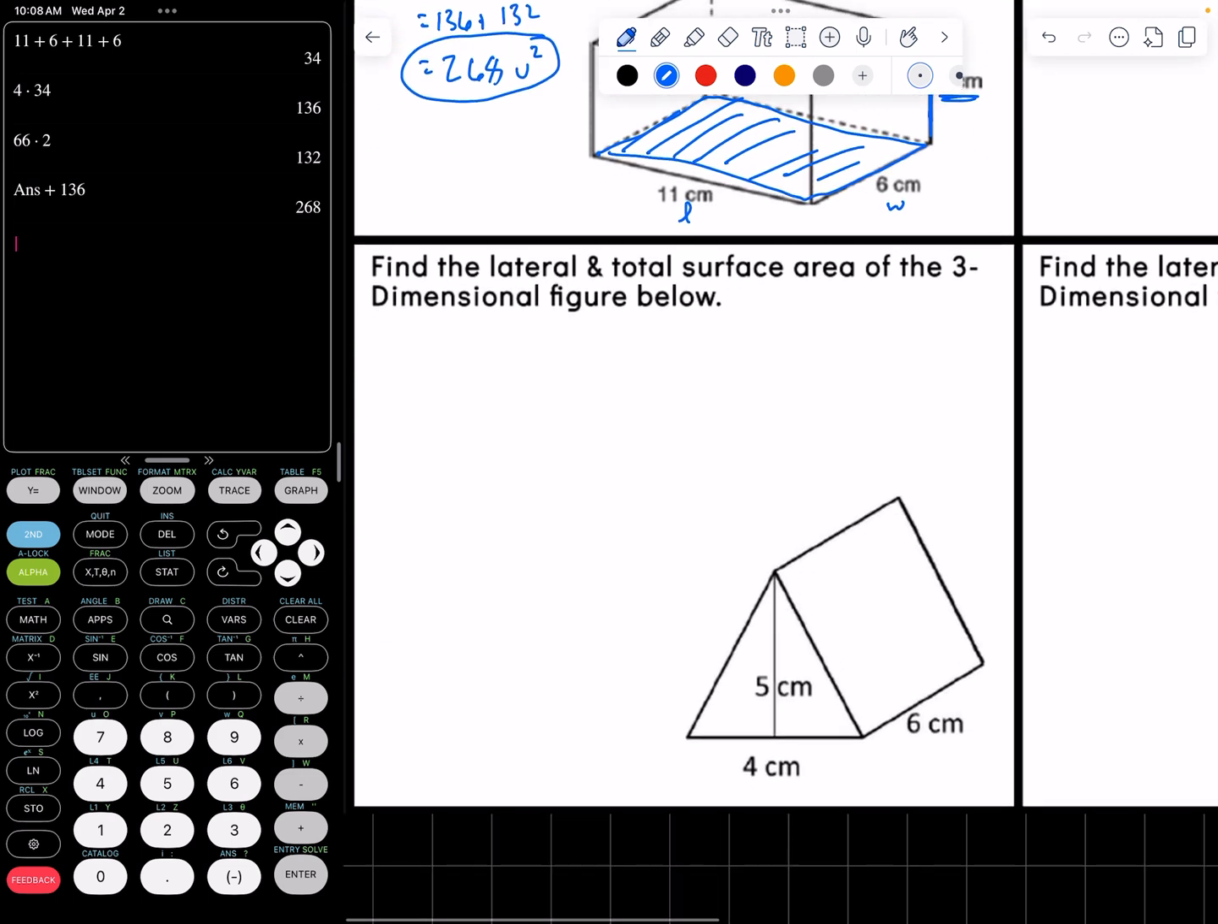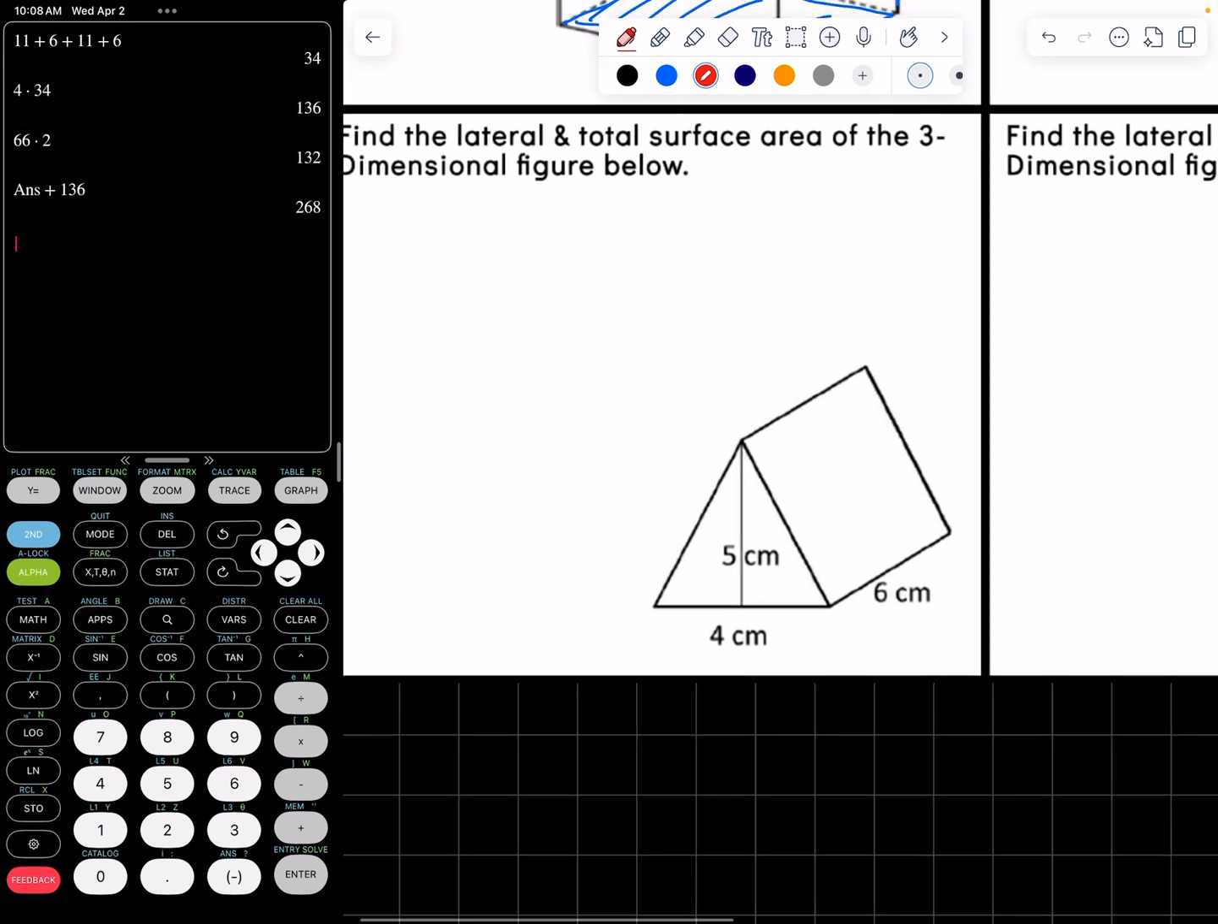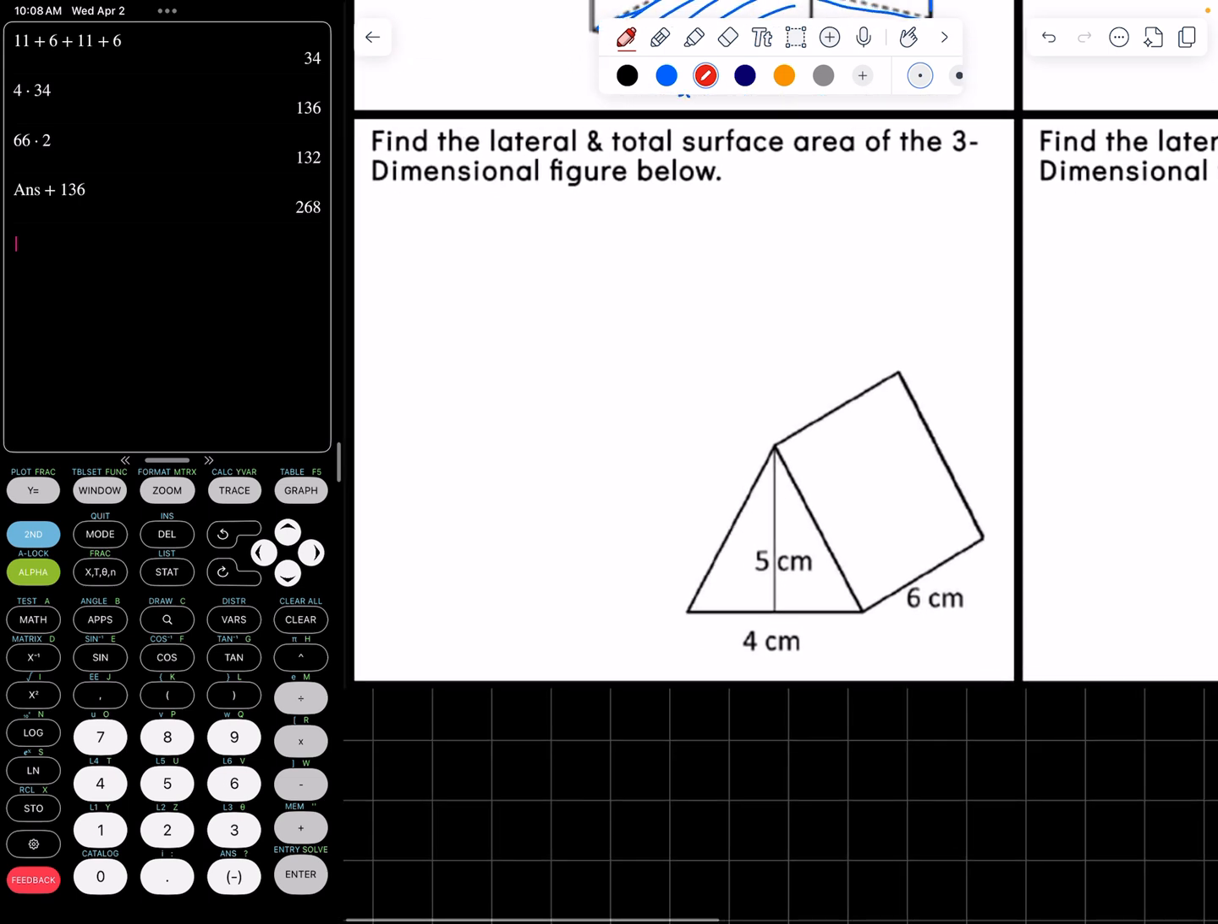Down here, let's work our way down. We've got lateral and total surface area of the three-dimensional figure. Again, so this one, if I'm going to do my lateral surface area, I need my perimeter first. In order to find my perimeter, I need to figure out what this slanted side is. So in order to do that, I have 5. This side is going to be 2, and I need to solve for that c.